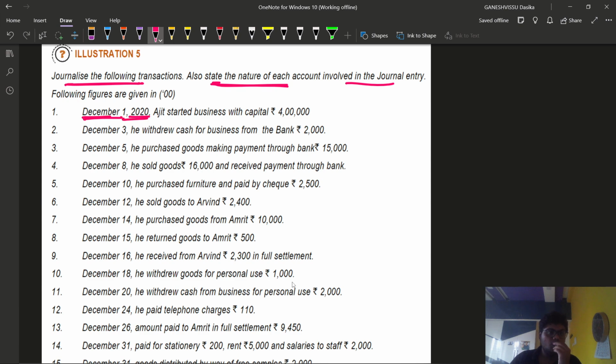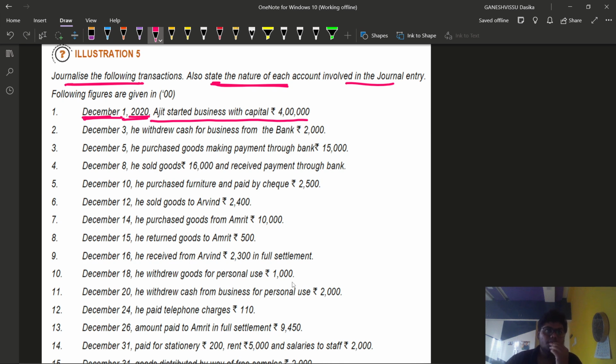December 1, 2020. On December 1, 2020, what happened? Ajit started a business with capital rupees 400 lakhs or 4 lakhs. Then what would be the entry here? Simply, Ajit is the proprietor here, and he is bringing cash to the business in the form of capital. When cash is coming in, what is the entry? Cash account debit to capital account. Why? Because it is being brought by Ajit. Ajit is the proprietor to the business. Proprietor is a personal account, so capital is a personal account.